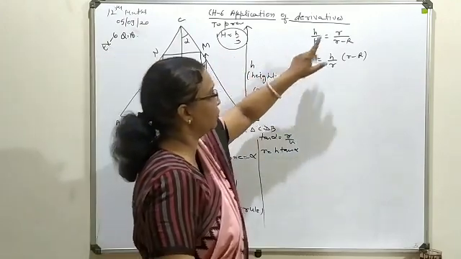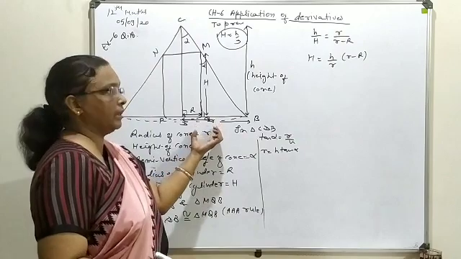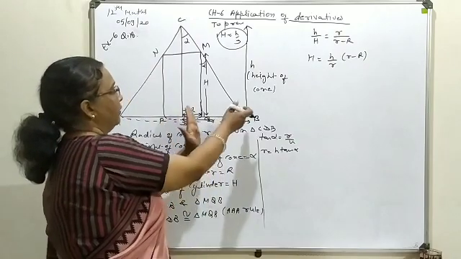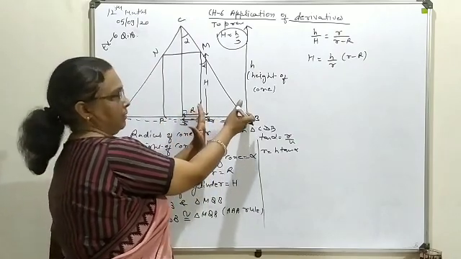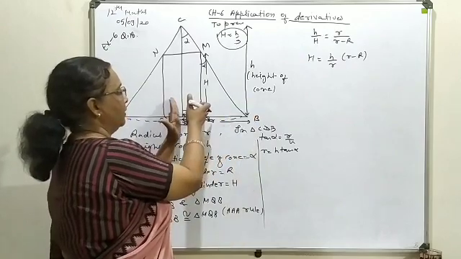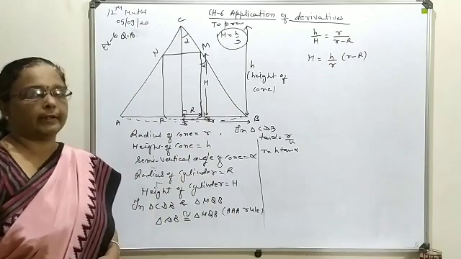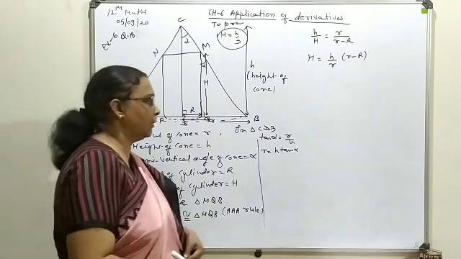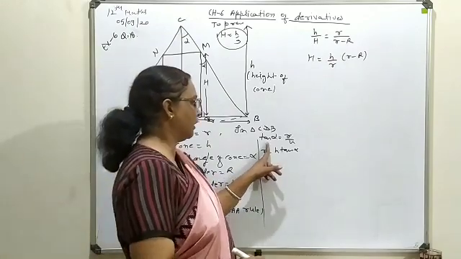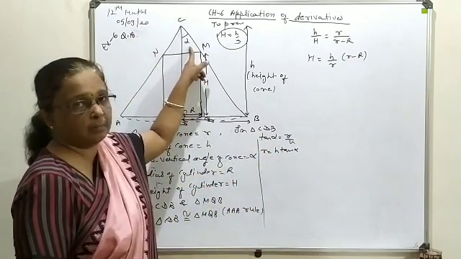So h by h. The radius of this cone is capital R, and with respect to this triangle, this length is required, so this is R minus r. So that only we have written. From here, the height of the cylinder is to be separated out. Now one more thing, this h and R we can relate using the semi-vertical angle.